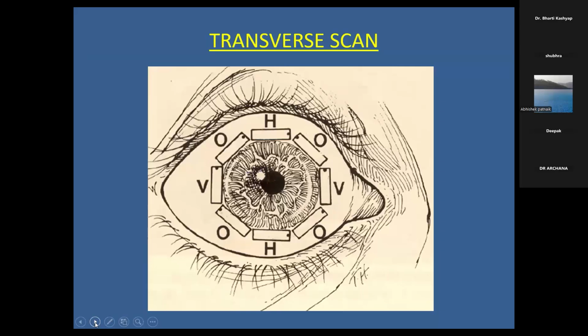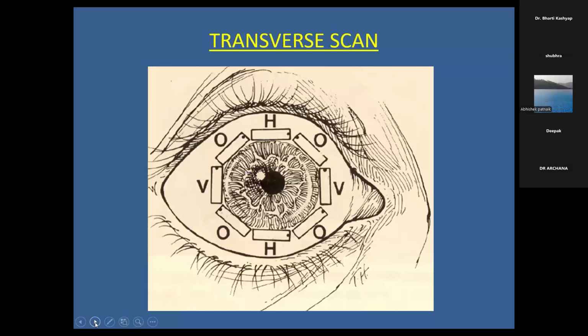As I told you, the probe that we use for doing the ultrasound has to be placed in certain positions over the eyeball. When we are going to do this kind of examination, we ask the patient to relax. We explain the procedure to the patient.